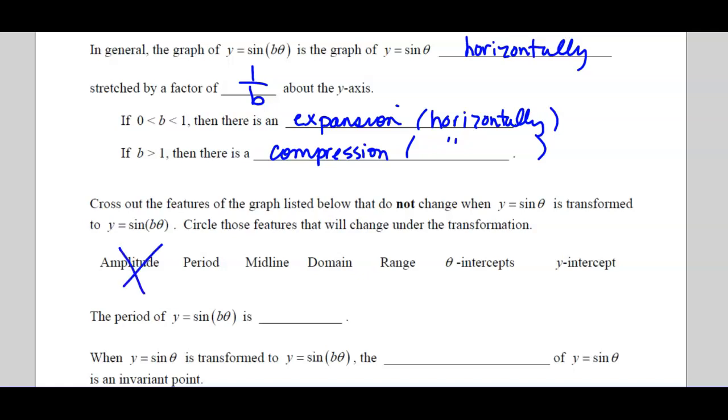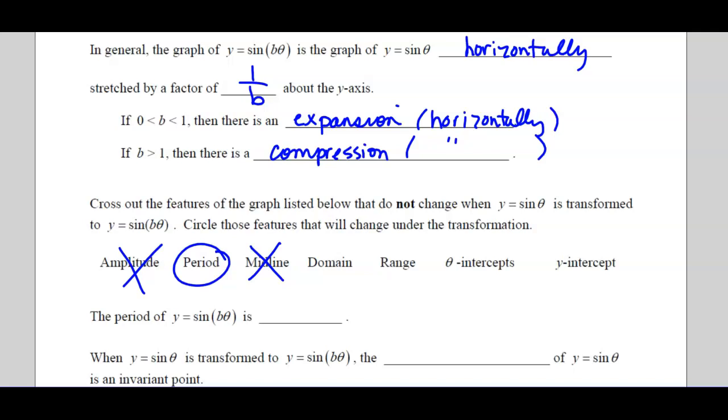Period, if you're stretching, think about it: if your period is 2 pi, think about it being a piece of wire that's in that one cycle. If I stretch it, that wire is going to stretch out. So that period that I now have is going to be longer, right? So the period's going to change because it's still the same amount of wire, in a sense. Midline doesn't get changed by either of these unless you do a translation. So that's not going to change.